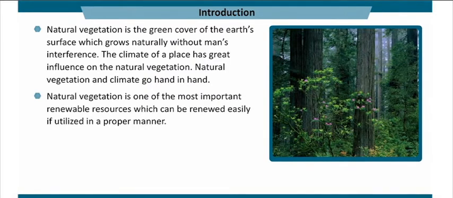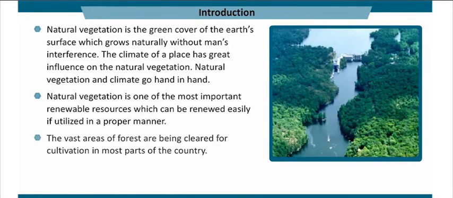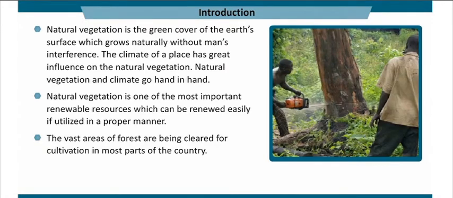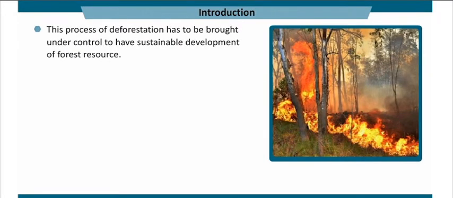Natural vegetation is one of the most important renewable resources, which can be renewed easily if utilized in a proper manner. The vast areas of forest are being cleared for cultivation in most parts of the country. This process of deforestation has to be brought under control to have sustainable development of forest resources.